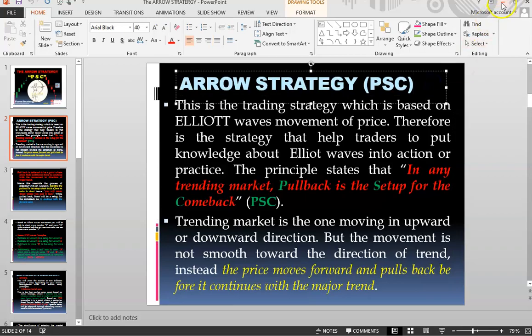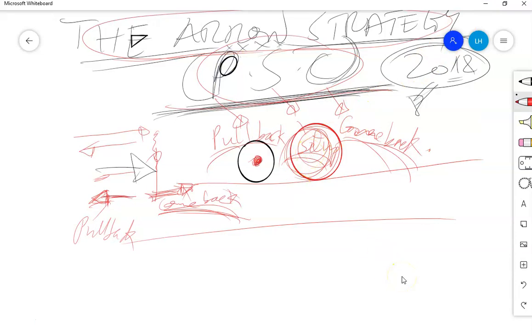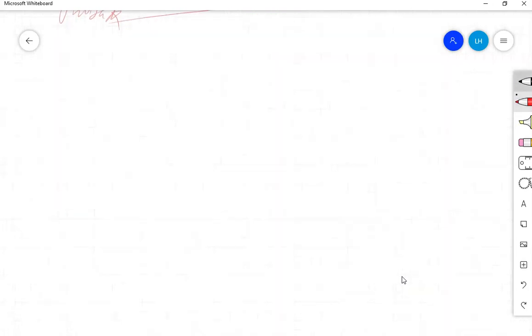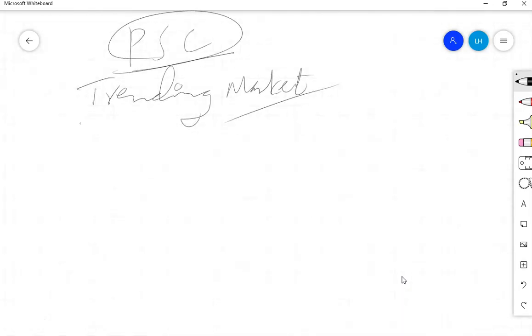We have this information that explains everything about the PSC strategy. But now I'm going straight to the concept to see how you will develop your own rules and trade with the Elliott Wave principle. According to the PSC strategy, you will trade the trending market. We are unable to trade the ranging market according to PSC. Usually this applies to the trending market.